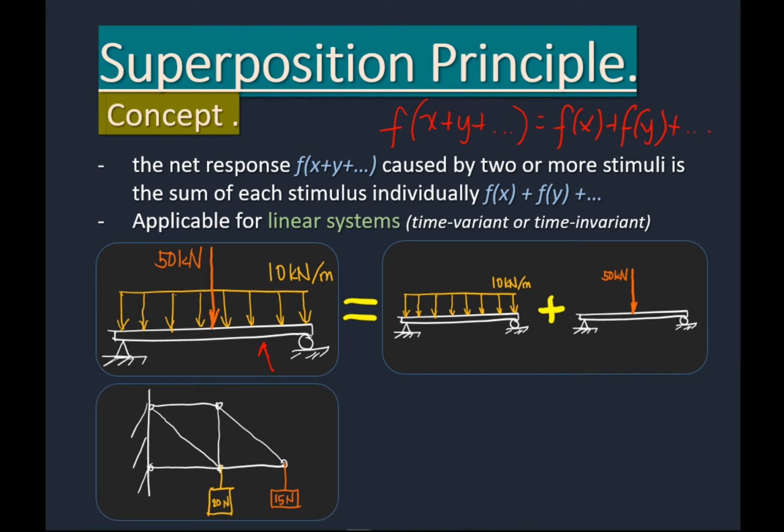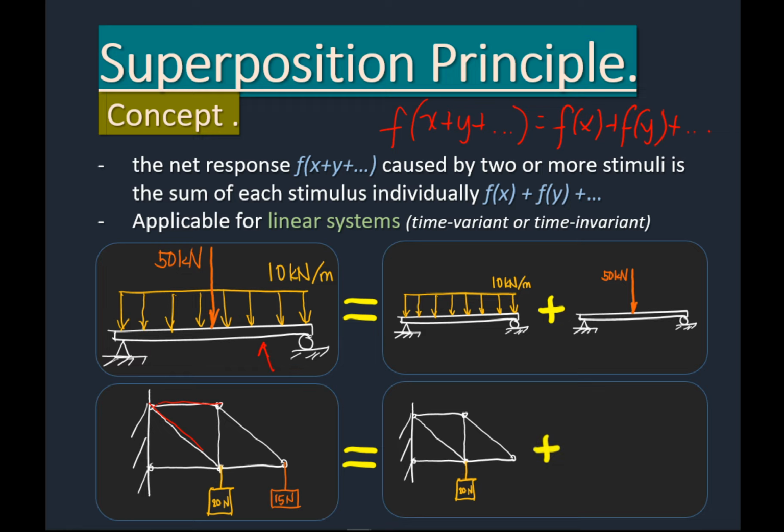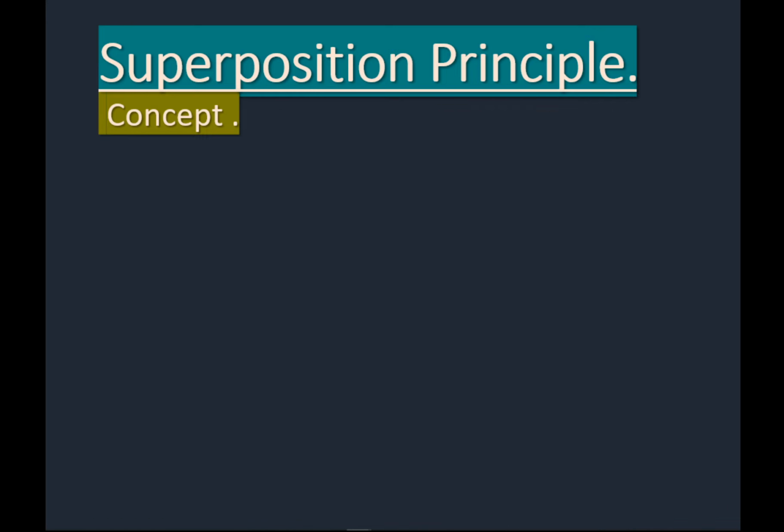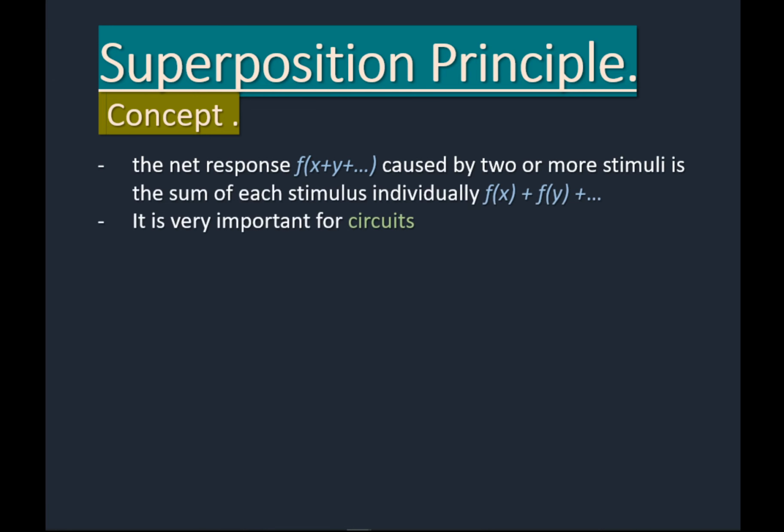Another example is we have these weights. If you have a system like that, you have the trusses or the members representing one system. So if you have two loadings, that system is equivalent to the summation of the individual loadings. That's basically the superposition principle. This only applies for linear systems. Now for circuits, it's very important.